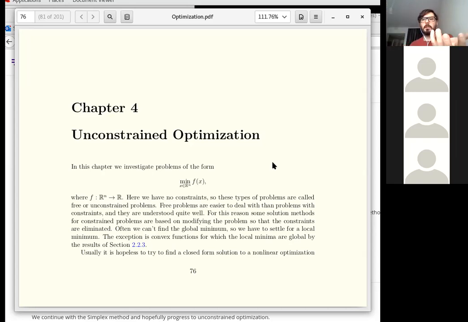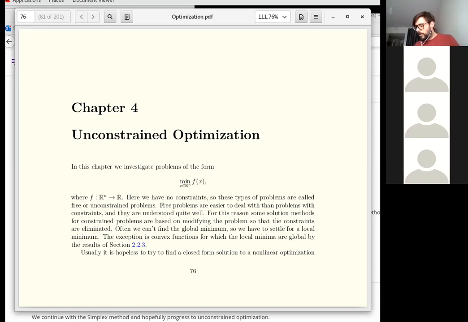Local minimum means that there's this point around which, let me just grab a pen and paper. Sorry about that. I switched tables just the other day.